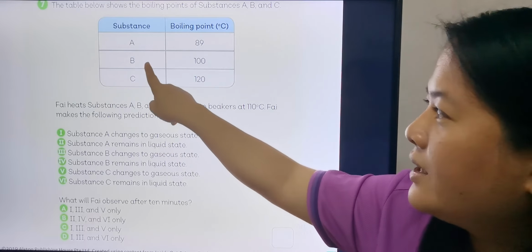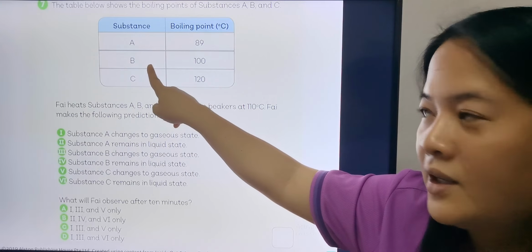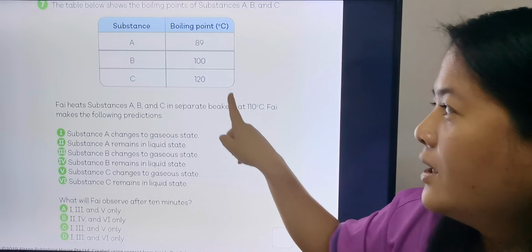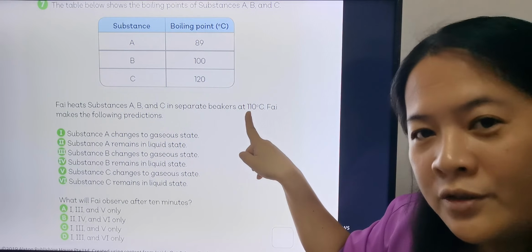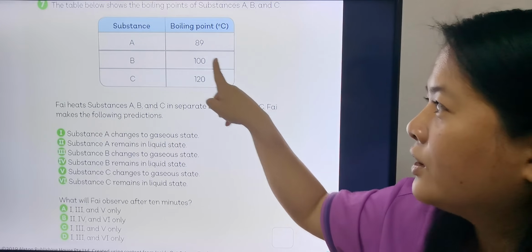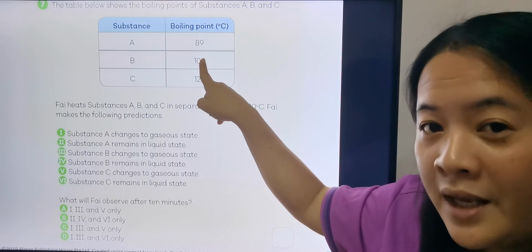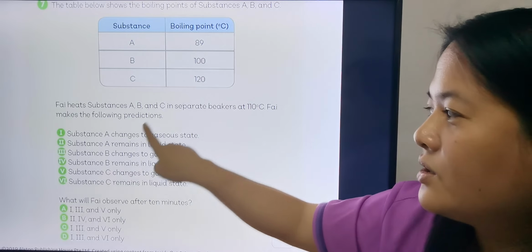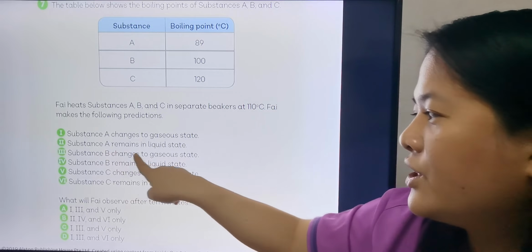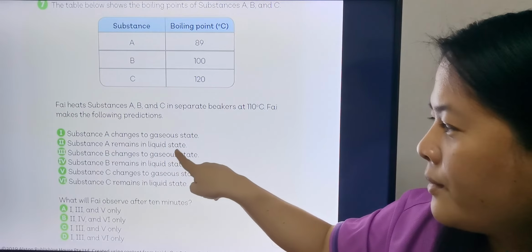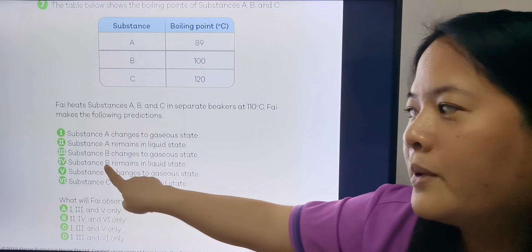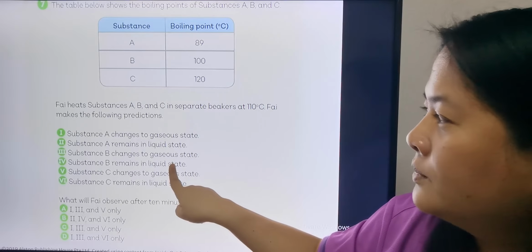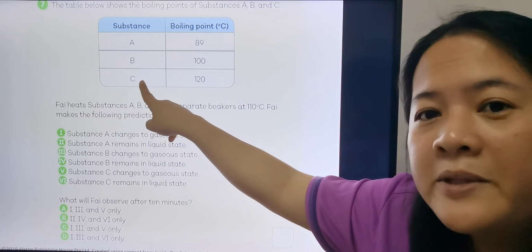And then if it's substance B, substance B's boiling point is 100 degrees Celsius. The beaker is heated at 110. It means this is higher. Therefore, substance B will also change into gas. So substance B changes to gaseous state. This is correct. Number 3 is correct. But number 4, remains in liquid state, this is wrong.